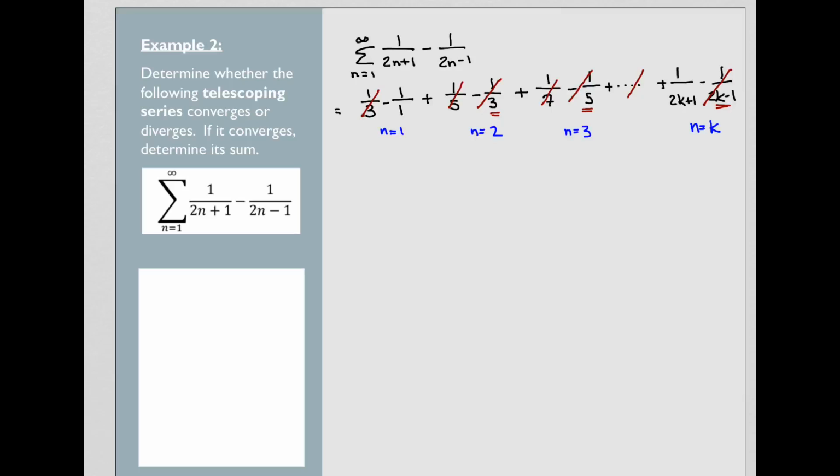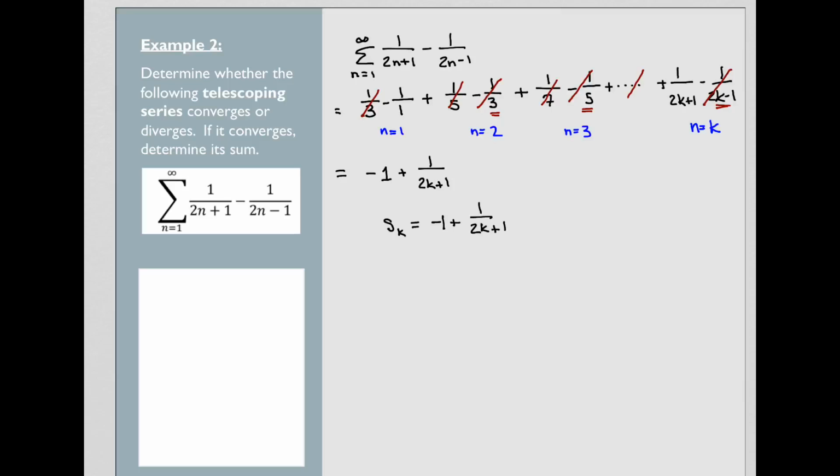And so what happens with this telescoping series? If I take this long sum and smash it together, I condense it down to negative 1 plus 1 over 2k plus 1. In other words, S sub k, the kth partial sum associated with this telescoping series, is just negative 1 plus 1 over 2k plus 1.